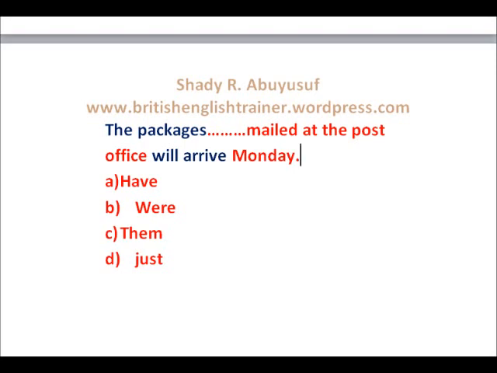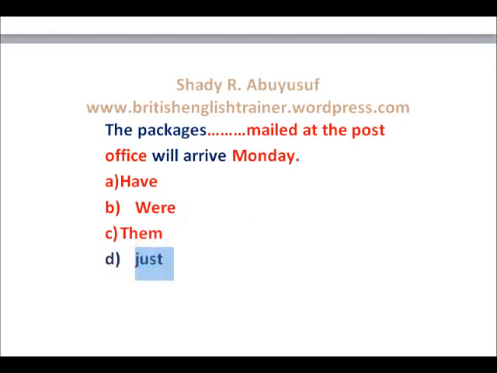And just, the package is just mailed. And then yes, I forgot to talk about B, where. The packages were mailed. Wrong, because when mailed, this means that this is a main verb. We have two main verbs here. We've got were mailed, I've got will arrive, which is not correct. So the best choice is just.